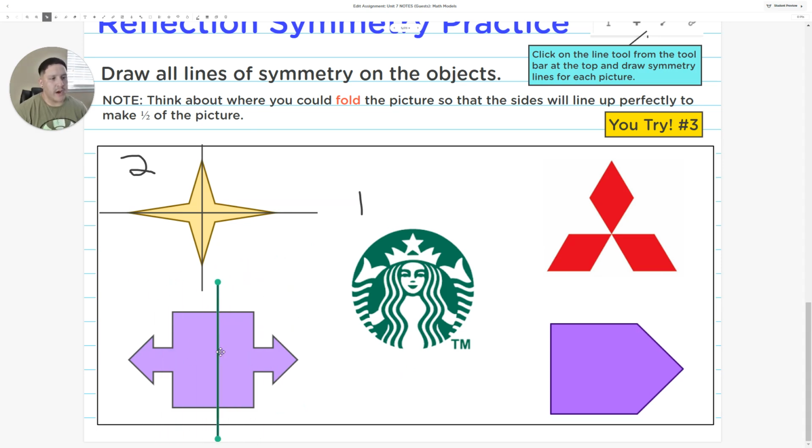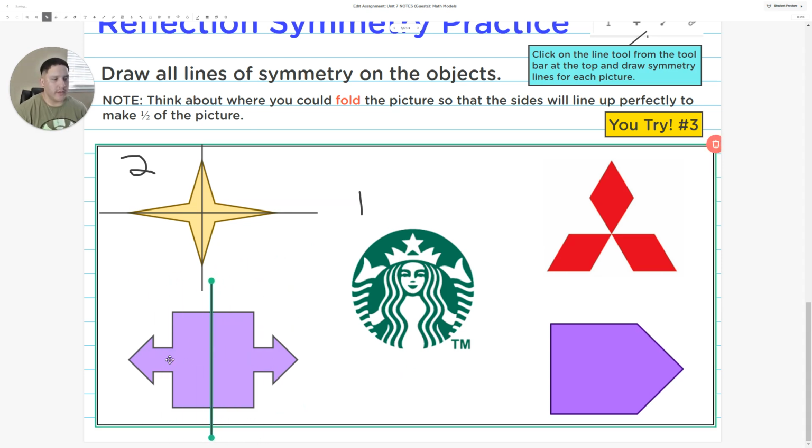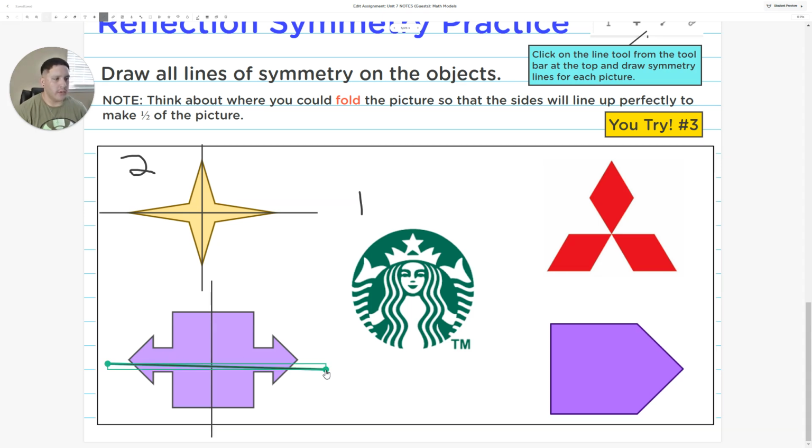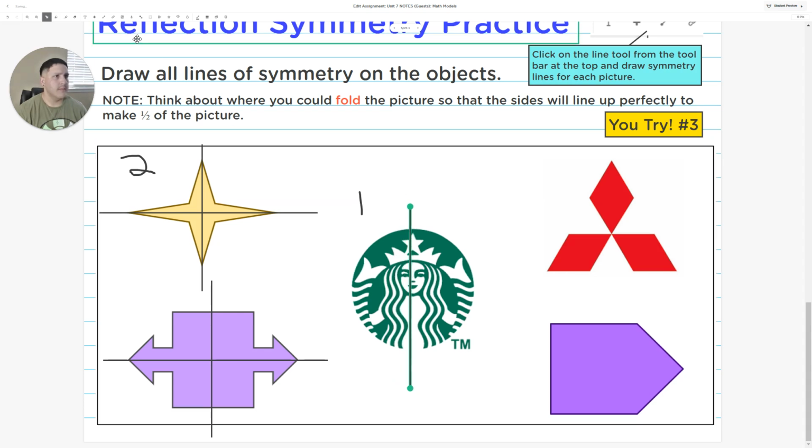For the block with the arrows, we got one going vertically where the left side looks like the right side, and then we have another one horizontally where the top side looks like the bottom. So again, for this one at the bottom left, we have two.